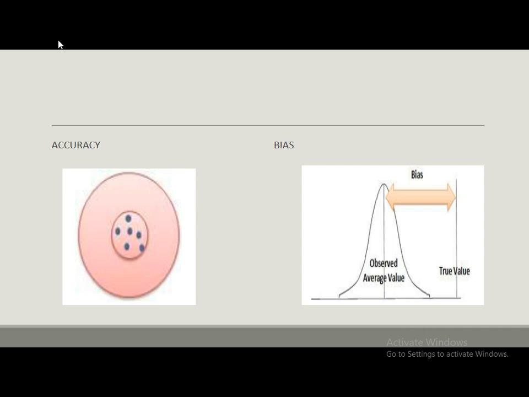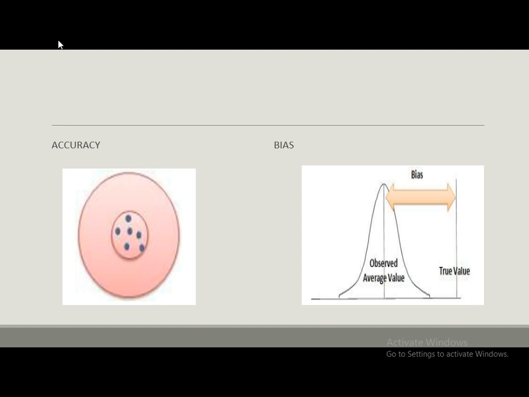We'll start with accuracy and bias. So, what is accuracy? As you see in the left hand side, accuracy is the variance between the accurate average and the observed average. If the amount of average varies from the accurate average, then the system is considered to be faulty or inaccurate.